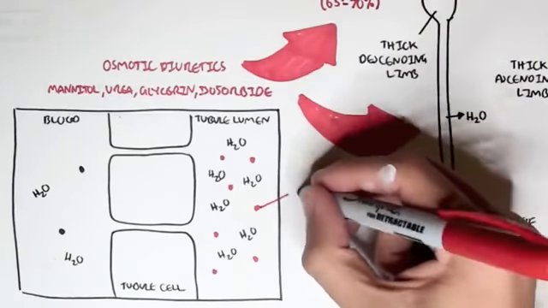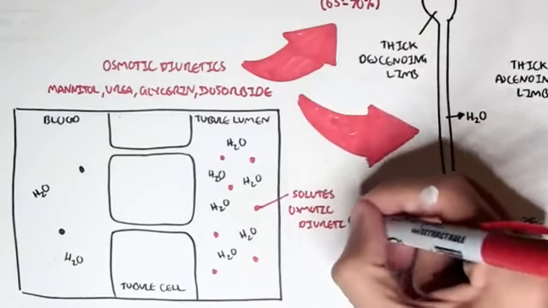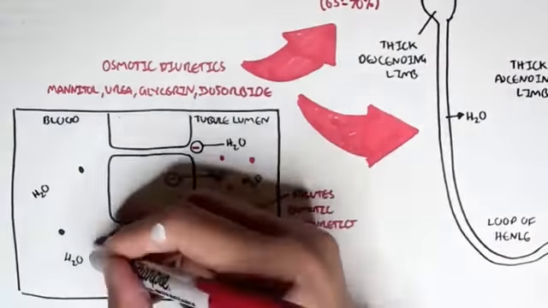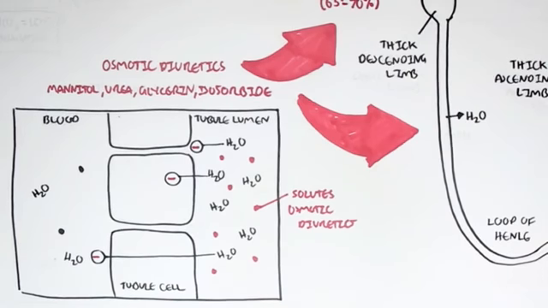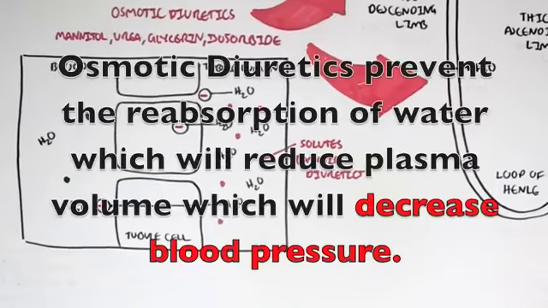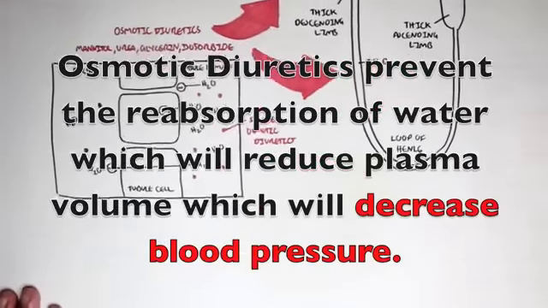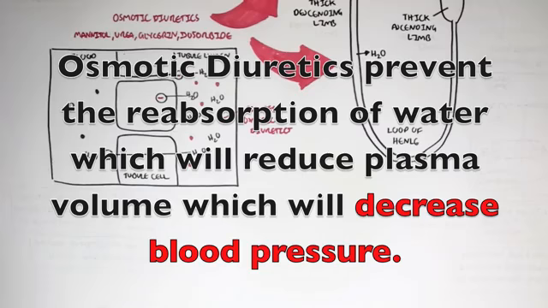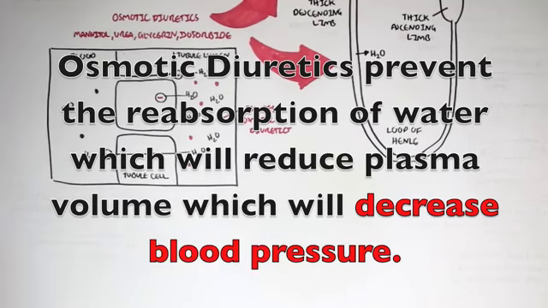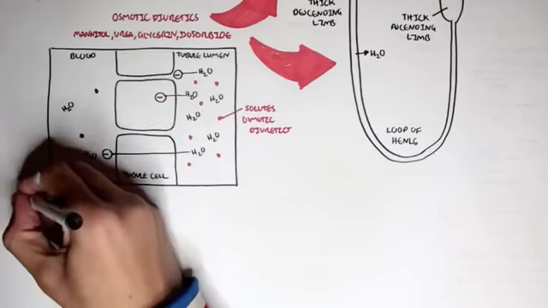And therefore, there will be a lot of water, and water will not be reabsorbed because it has to follow the osmosis rule. Hence the name osmotic diuretics. Osmotic diuretics prevent the reabsorption of water from the tubule into the blood, and therefore it will decrease the blood volume or the plasma volume, and therefore decrease blood pressure.